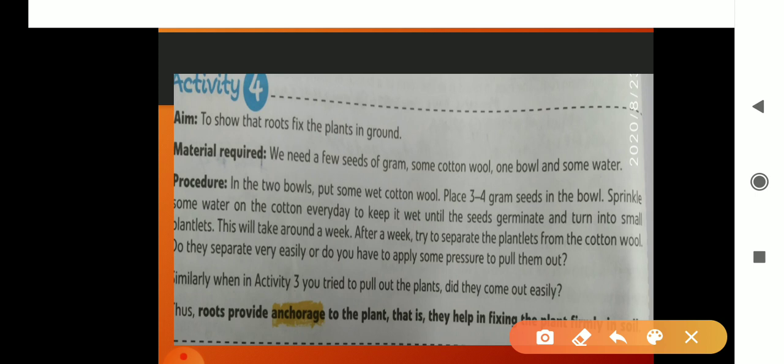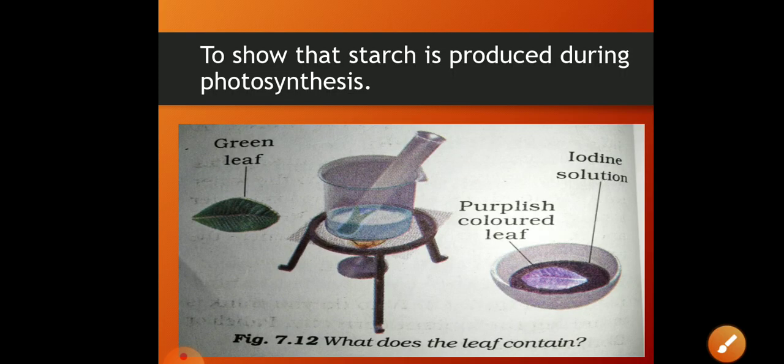Okay, then it proves that roots fix the plant in the ground. Okay, now one more experiment is there. This is to show that starch is produced during photosynthesis.